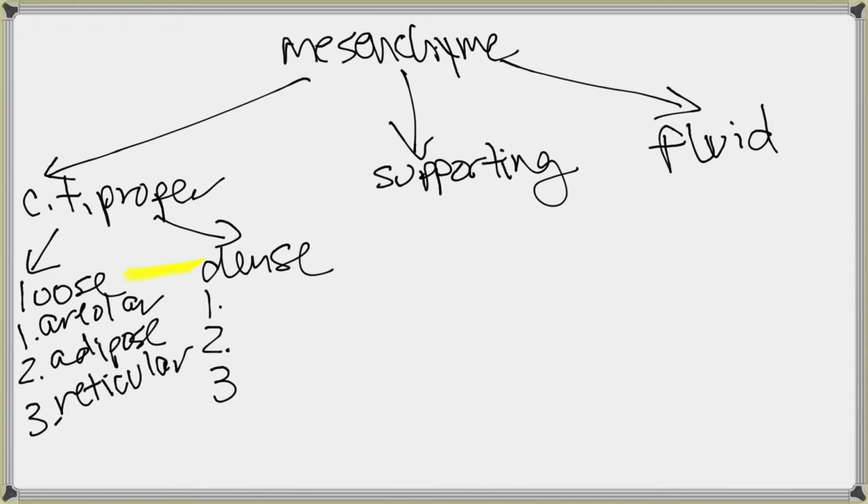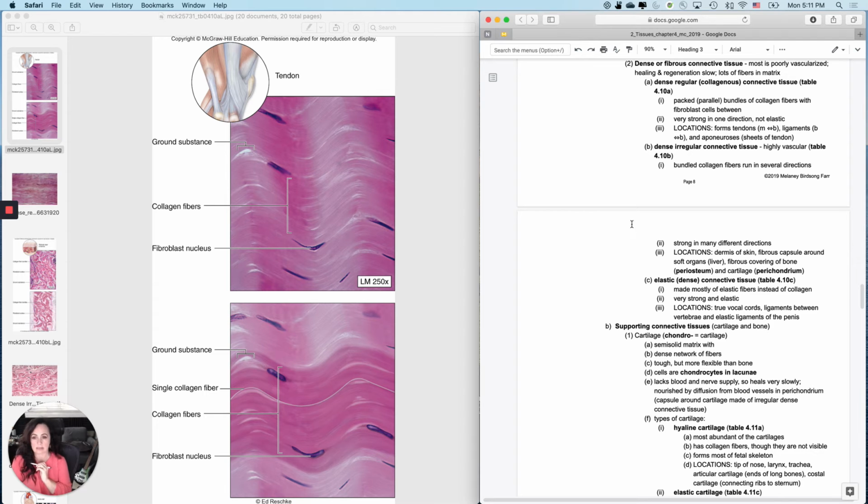And first of all, let's see if we can identify why they are categorized as dense. Okay, so these are sometimes called fibrous connective tissues. They tend to be less vascular than the loose connective tissues. They also tend to, because they're less vascular, have a little slower healing and regeneration than the loose connective tissues. There are tons and tons of fibers in the matrix, just packing the matrix. So let's look at a few of these.